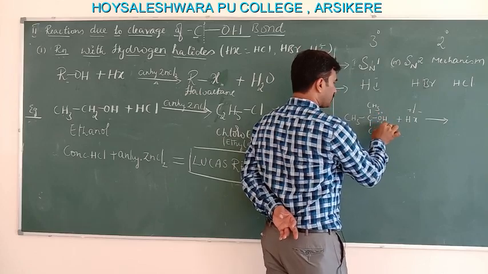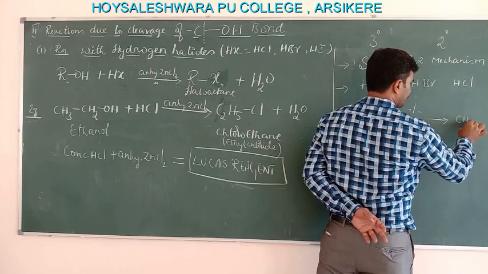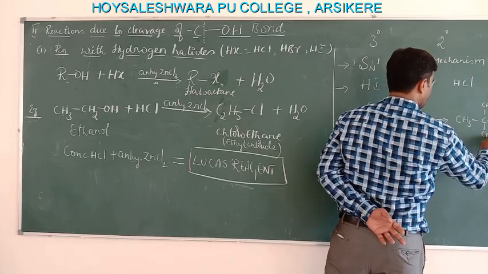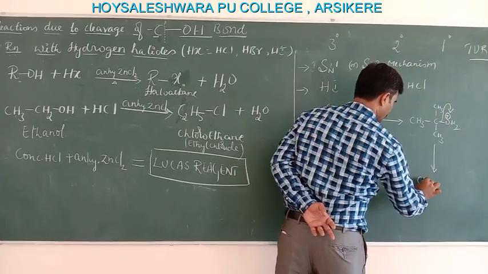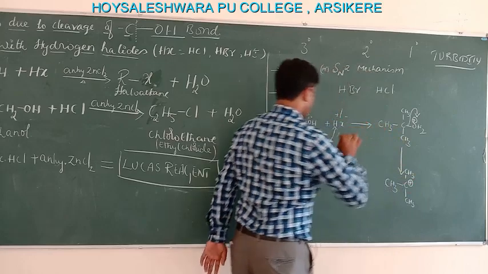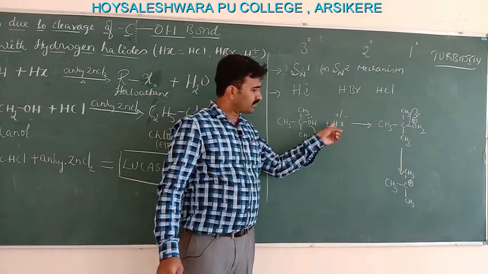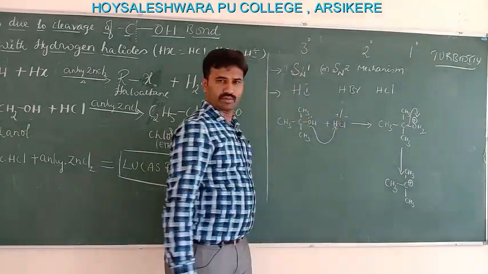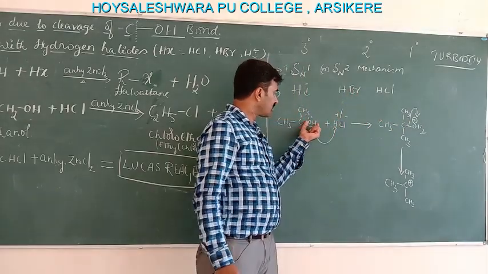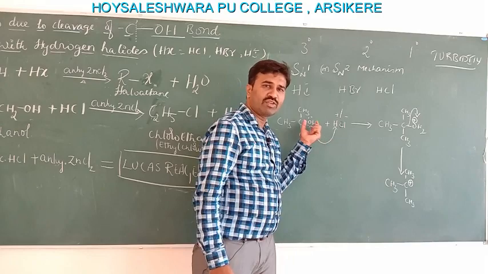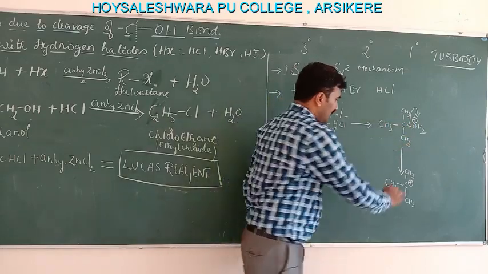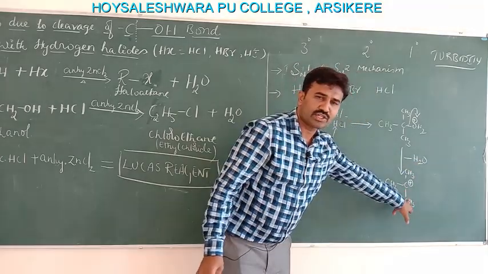See, here it will attack this proton. The lone pair of electrons attacks the proton of the hydrogen chloride, forming a protonated alcohol. We know that the hydroxyl group is a bad leaving group. To convert it into a good leaving group, we are protonating the alcohol. So after the protonation, there is a loss of a water molecule and there is a formation of a carbocation.